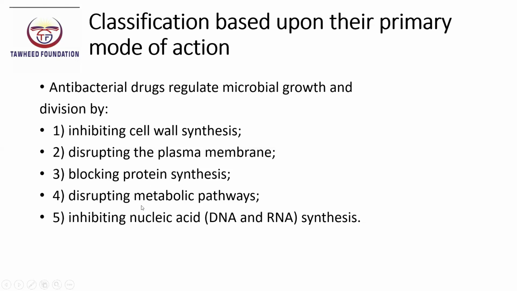Next is disrupting metabolic pathways. So, sulfonamides and trimethoprim inhibit enzymes in the folic acid pathway, which is necessary for nucleotide synthesis, thereby arresting bacterial growth. Inhibiting nucleic acid, DNA or RNA: fluoroquinolones inhibit DNA gyrase and topoisomerase, essential for DNA replication. Rifampin interrupts bacterial RNA polymerase activity, inhibiting RNA synthesis.